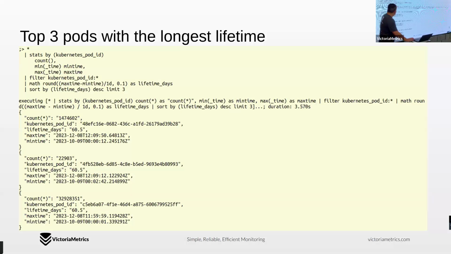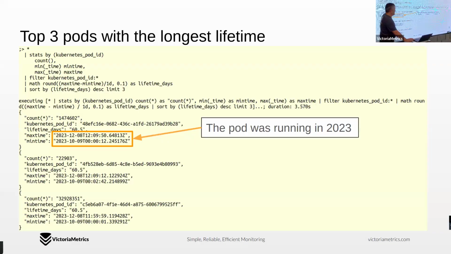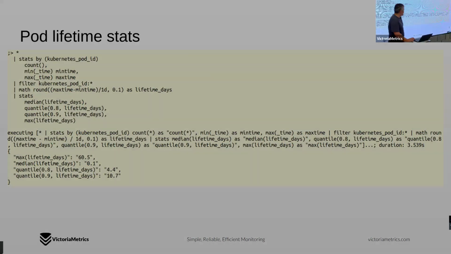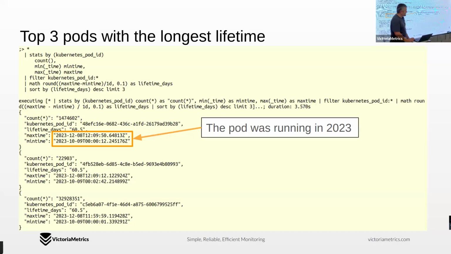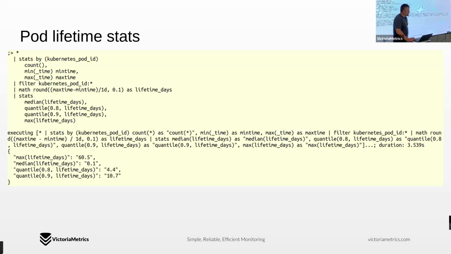60.5. And these pods were living in the previous year. As you can see, the lifetime of the pods from the previous year. So the previous pods from the previous year have good lifetimes. And what about the average lifetime and the median lifetime and so on? Let's calculate this information here.